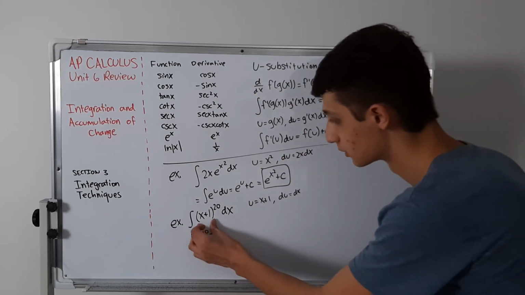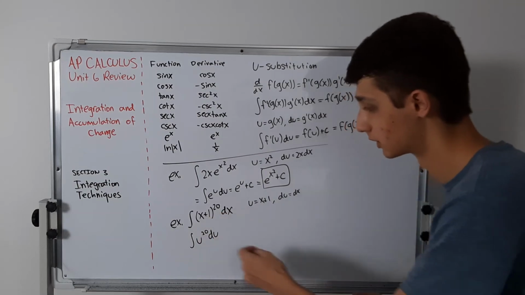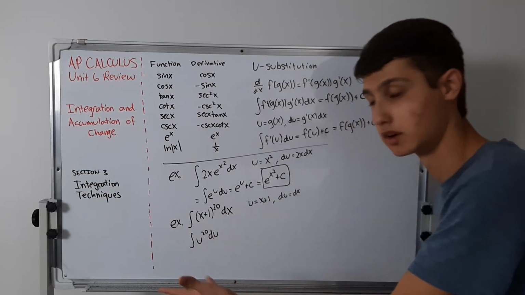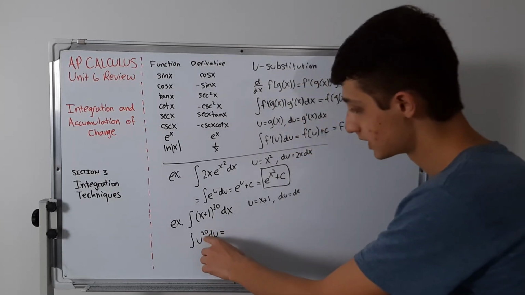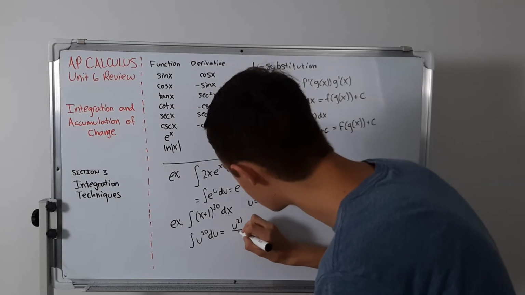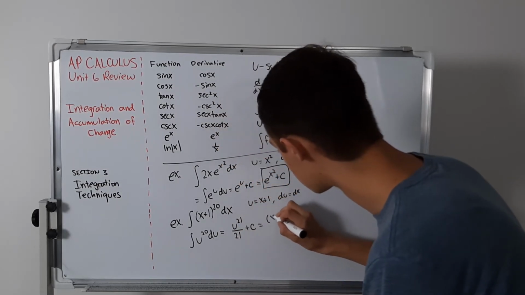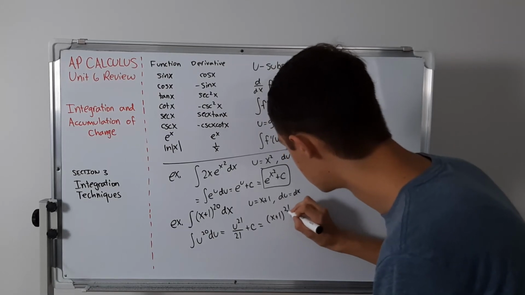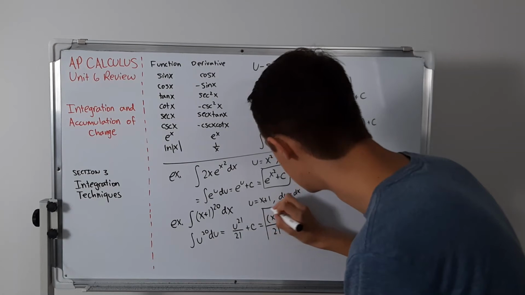Because like x plus 1, we can't work with that. It's a function inside of another function. So now we can use our power rule, the polynomial rule. And so again, remember, we add one first. So it's going to be u to the 21st over 21. And let's change it back. So this is x plus 1 to the 21 over 21 plus c.